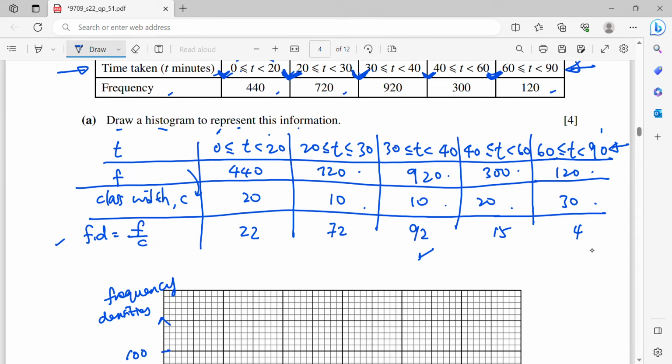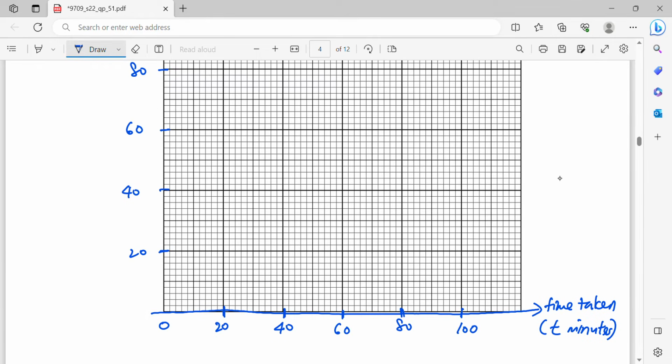So when 0 to 20, first class, it is 22, the height. So 0 to 20, 22. That means here is 30. So each square is representing 2 units. So I will get this height. Okay, there's the first bar for my histogram. Hang on, please.